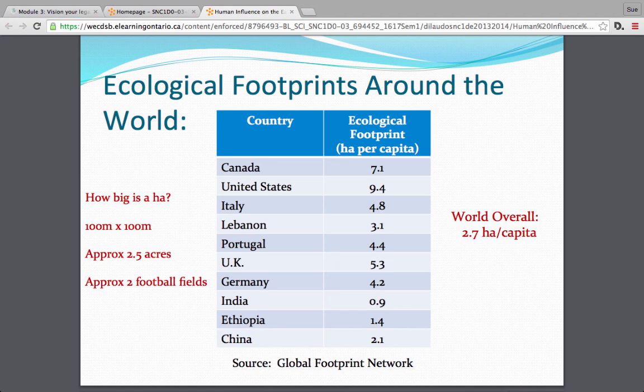If we look at the world overall, taking into consideration everybody's lifestyle, we're at about a 2.7 hectare per capita ecological footprint, so 2.7 hectares per person. And again, the world average is significantly lower than what we're enjoying in the developed countries in Canada and the US.